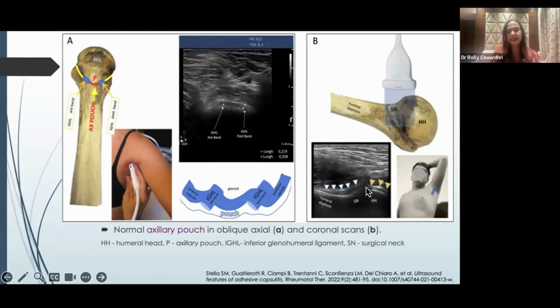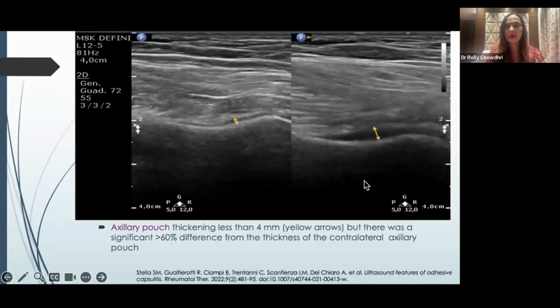And the other, which I just said, is by seeing the humeral profile, keeping the arm abducted 70 to 90 degrees. This is a very good take-home slide again. So we should know that there are two ways of scanning the axillary pouch: one is in the oblique axial plane and one is in the coronal scanning. Again, another important point I said: maybe we may not get an exact cutoff of 4 mm, but we are clinically suspecting adhesive capsulitis. Then what should we do?